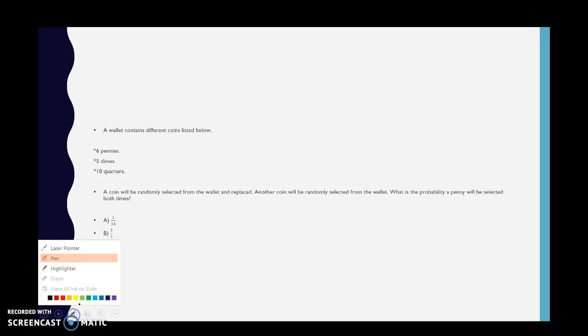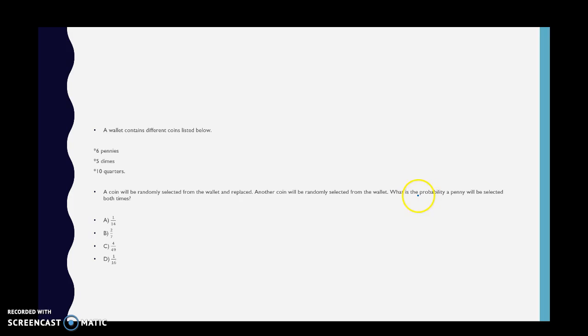Okay, so next problem. I'm going to change the colors so you guys can see a little better. So a wallet contains different coins, 6 pennies, 5 dimes, and 10 quarters. A coin will be randomly selected from the wallet and replaced. Another coin will be randomly selected from the wallet. What is the probability that a penny will be selected both times?